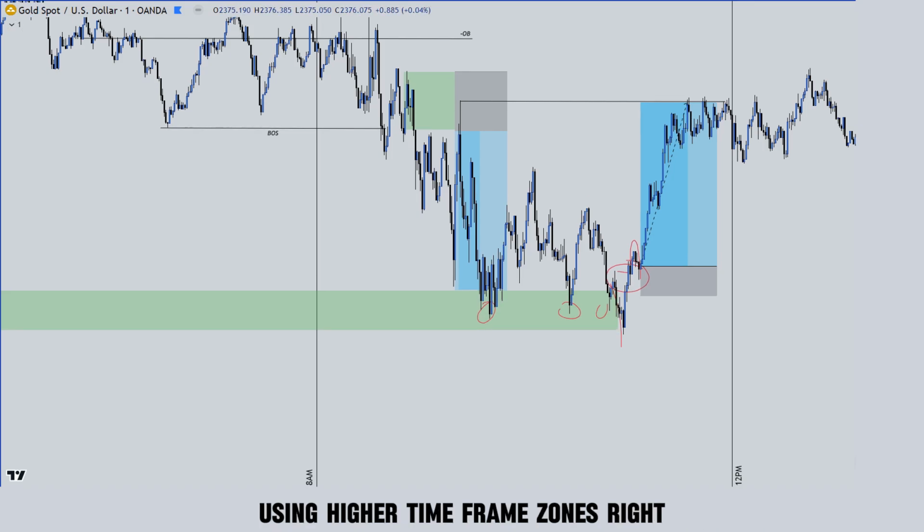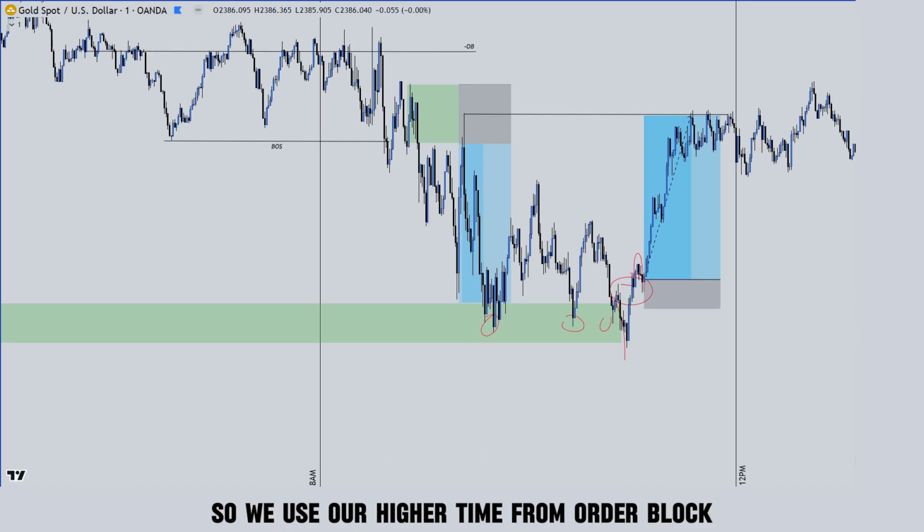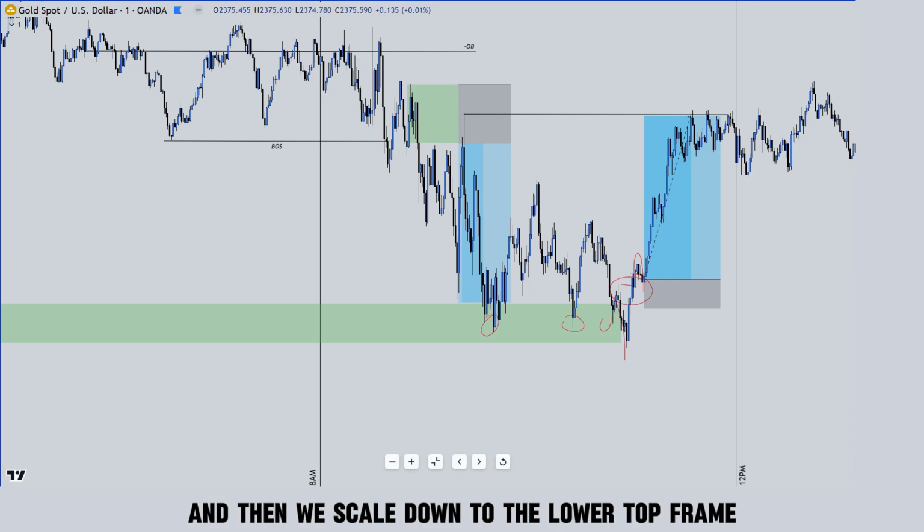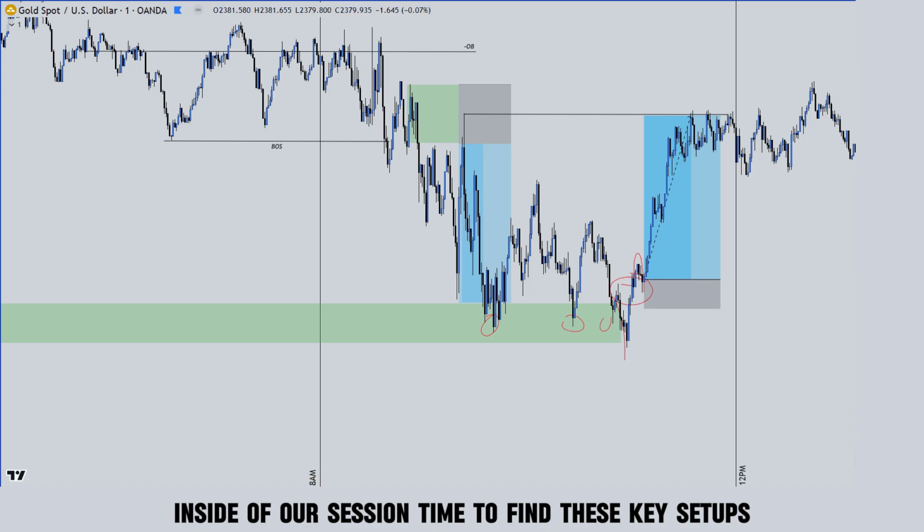Using higher time frame zones, right? So we use our higher time frame order block, and we use our higher time frame fair value gap, and then we scale down to the lower time frame inside of our session time to find these key setups. So I hope you guys go on your charts and backtest this and see this for yourself.